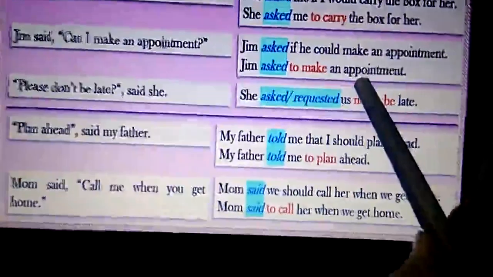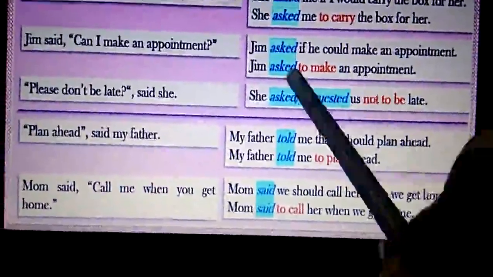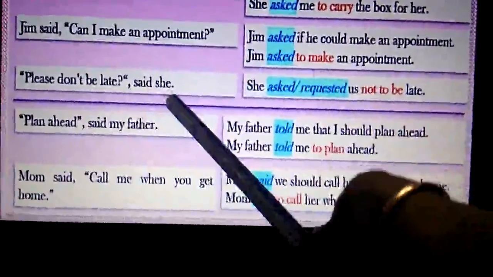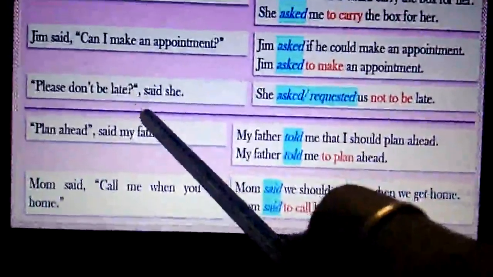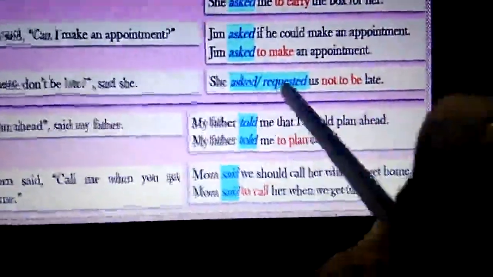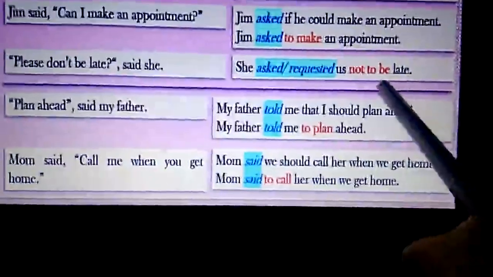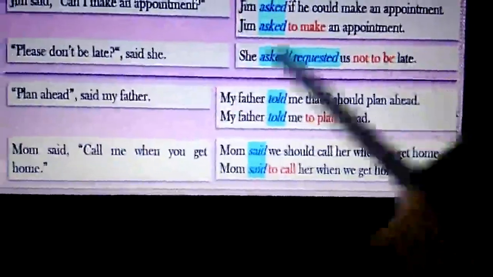This is how we can make it more simple. Jim asked to make an appointment. "Please do not be late," said she. She requested us not to be late.